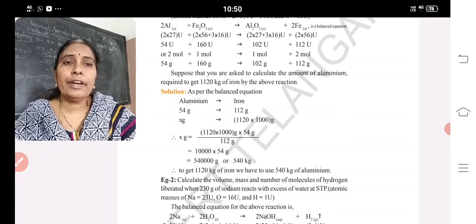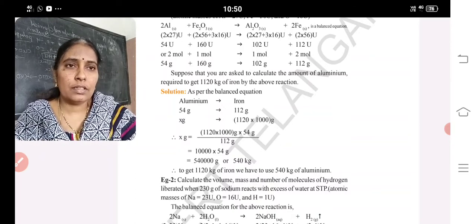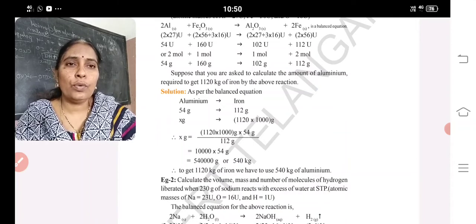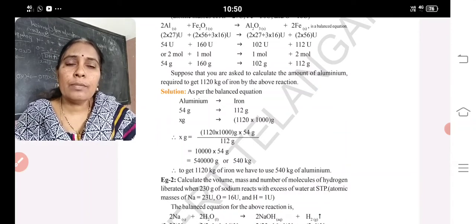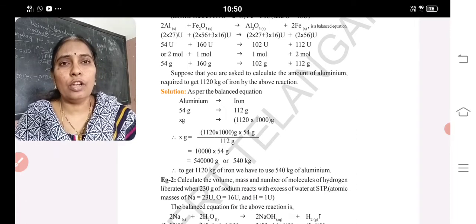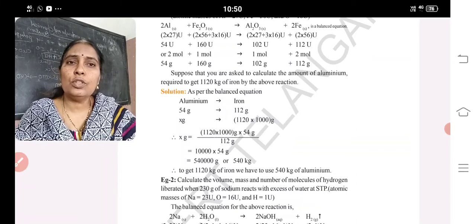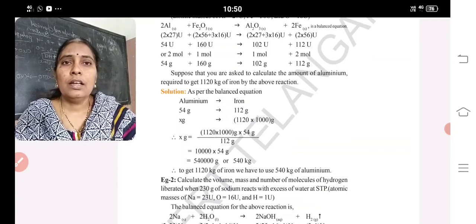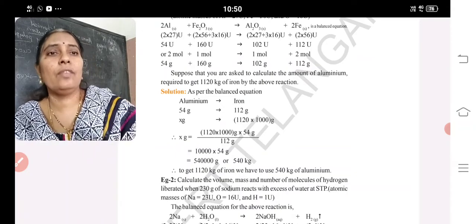Here, according to the question, 54 grams is giving how much of iron? 112. And 1120 grams of iron needs how much of aluminium? If you frame the equation in this manner, it is easy to simplify. Practicing these equations is also important for your essay 1.